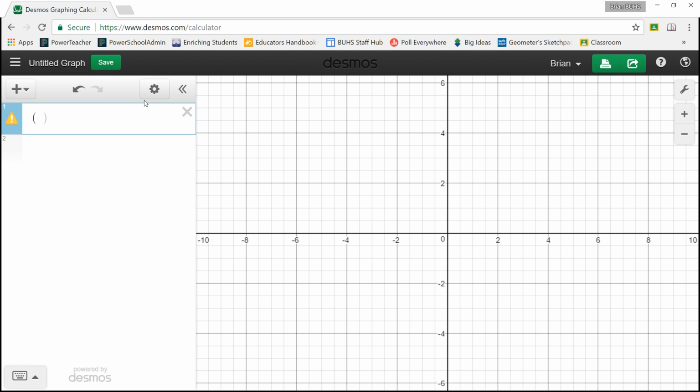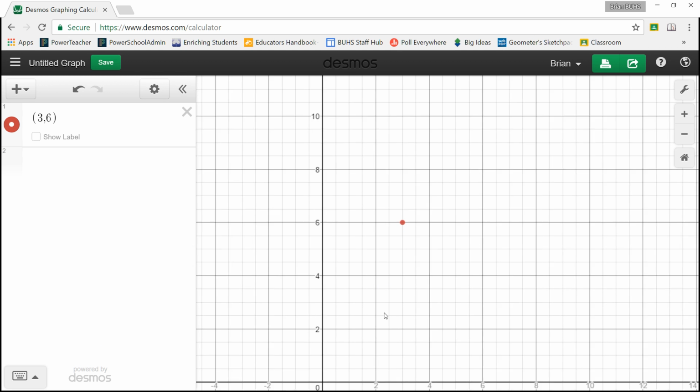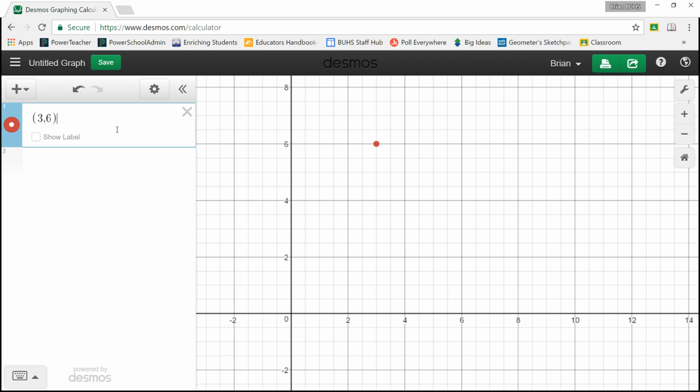We had the point 3, 6 was our vertex. Look at, oh, there it is. Don't pack up, Brandon. Yeah, you don't need to put stuff away just yet.